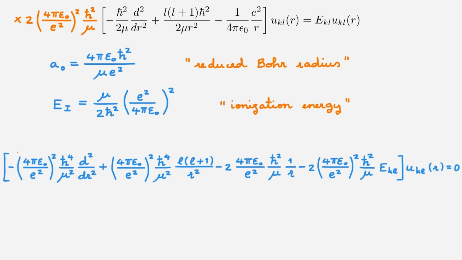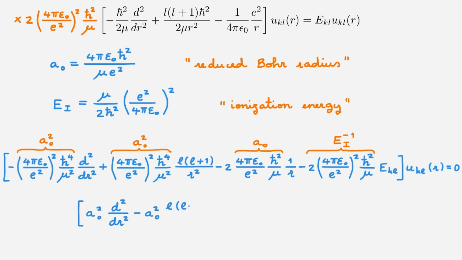Moving on, we now see that this term here is a0 squared. This term here is also a0 squared, this term here is a0, and this term here is the inverse of E sub I. This means that we can rewrite the differential equation in a much simpler form. We first have this differential term, then the l-dependent term, then the potential term, and then the energy eigenvalue term, all acting on u, and everything is equal to 0. Note that in this latest expression, I've also multiplied by -1 for convenience.